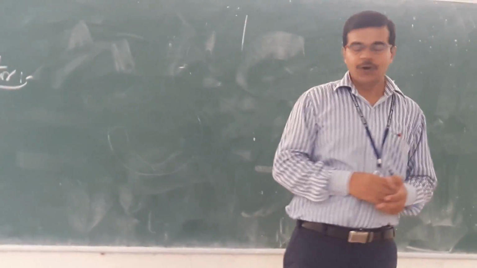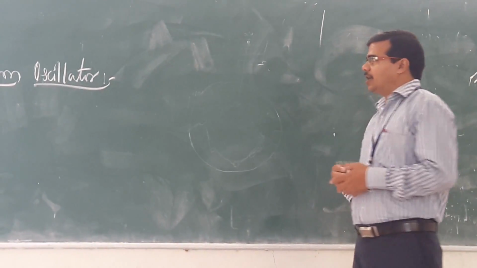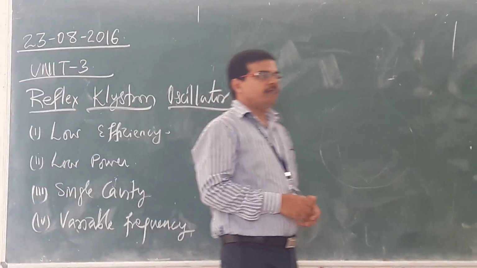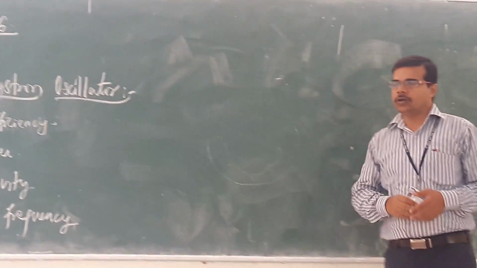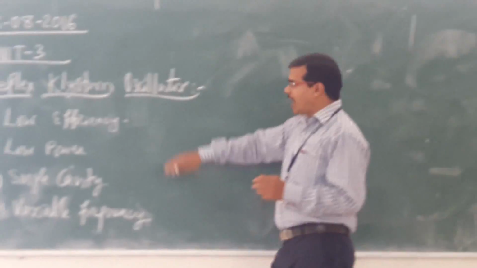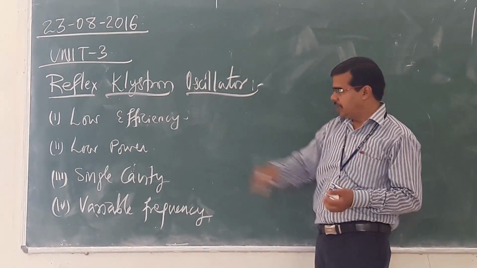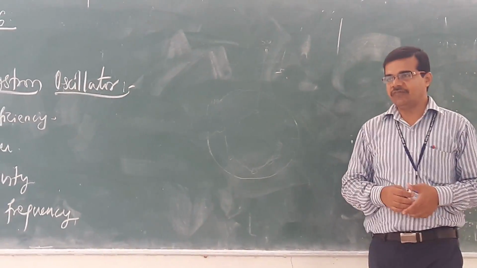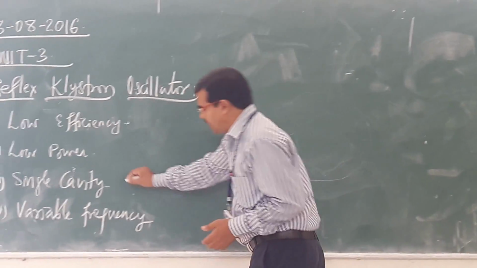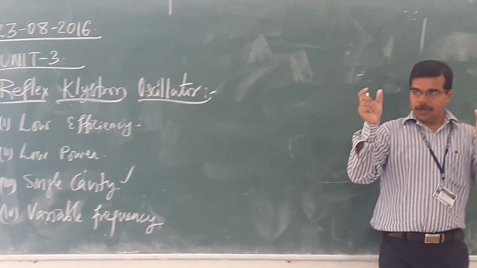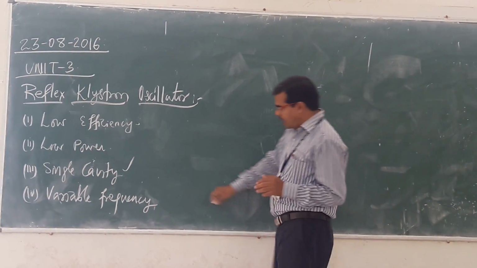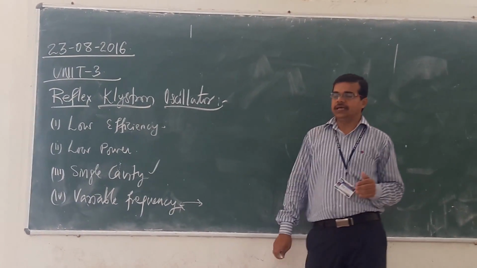frequency signal. Okay. So if we are going for your Reflex Klystron, it has some properties. The properties are, if you are seeing your Reflex Klystron Oscillator, here you will have low efficiency. It will have low power, single cavity and variable frequency. So in two cavity you are having buncher cavity and catcher cavity, and here you are having just one cavity, only one cavity. Okay. And here you can go for variable frequency.